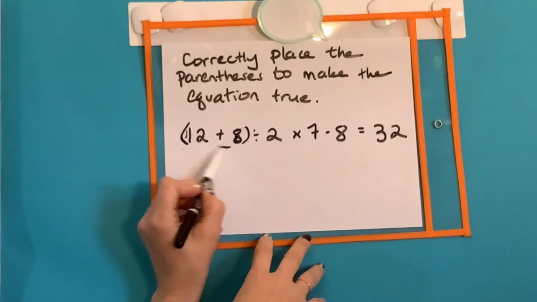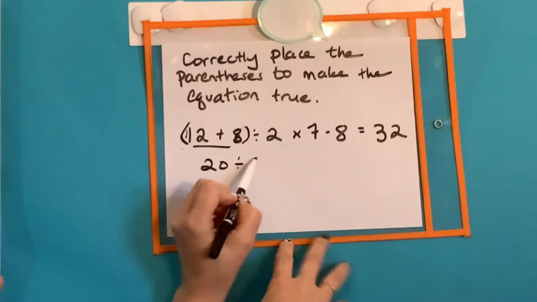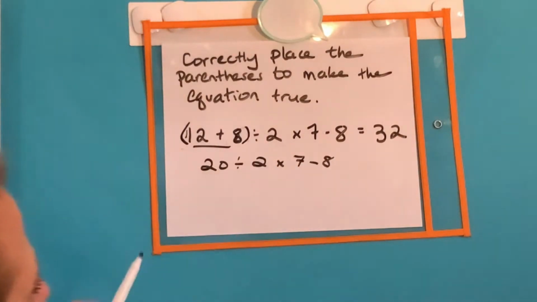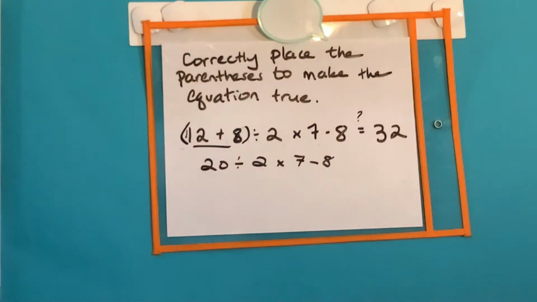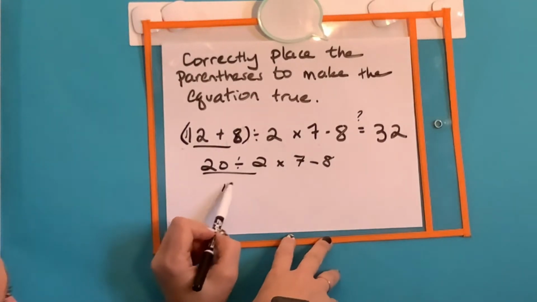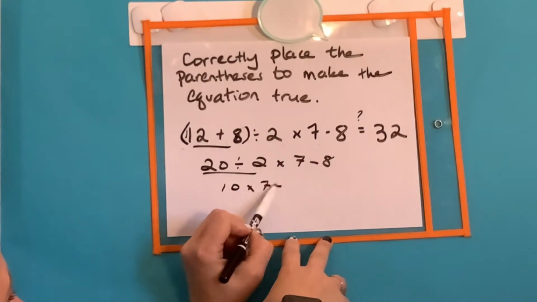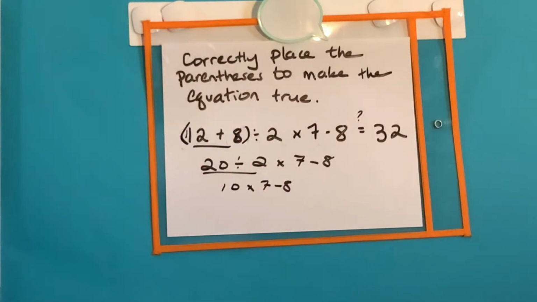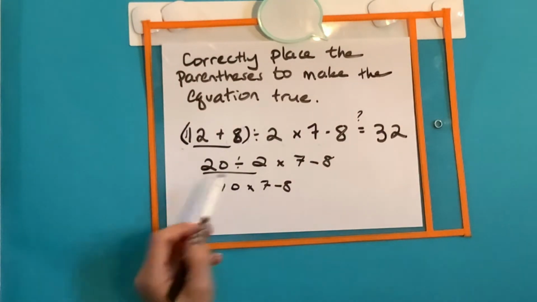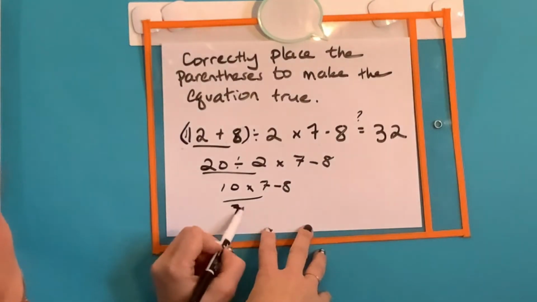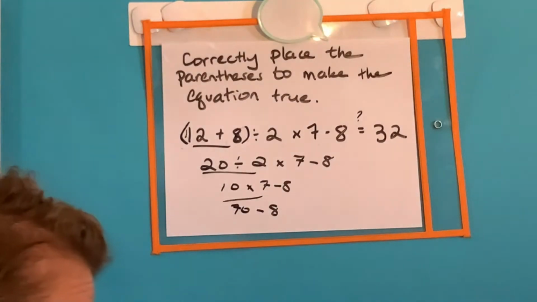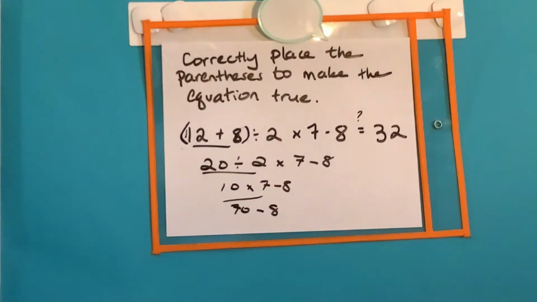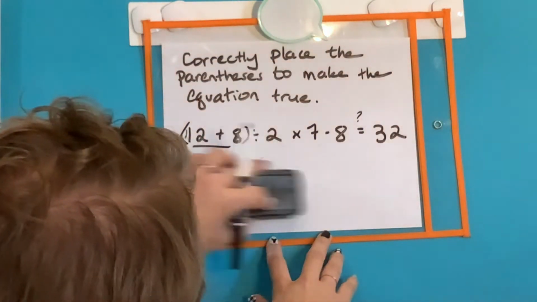So parentheses we'd start with first. 12 plus 8 is 20. And then we'd copy the rest of the problem. And also this is the question: does this equal 32? Okay. Next we go division left to right. So 20 divided by 2 is 10. As I'm looking, fifth graders, I'm already thinking this is not going to equal 32, right? Because if we do 10 times 7, that's 70, minus 8, that's not going to be anywhere near 32. In fact, it's 62. So we can now say, that was not the correct place to put these parentheses.